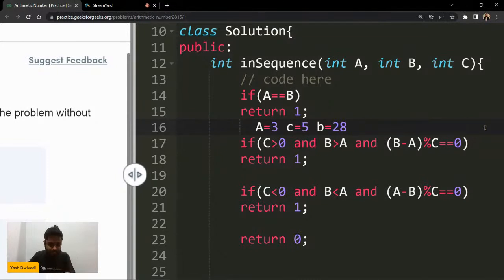And how can I directly check it? Because 28, that is b, minus 3 is 25, and that is divisible by c, the common difference. The common difference is 5.